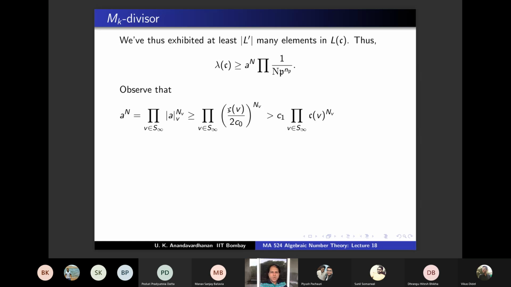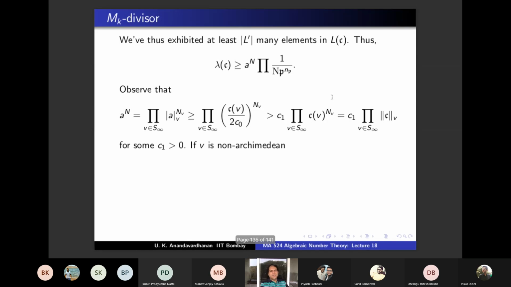You choose a C1. So what is the constant here? The constant here is 1 by 2C naught power NV. Take a C1 that is positive and strictly less than that constant. So you get this is bigger than C1 times the product of CV power NV, which is equal to C1 times the product over V in S infinity. This was the definition of norm C. Norm C is CV power NV. So you get this, for some positive constant C1, at the Archimedean places.